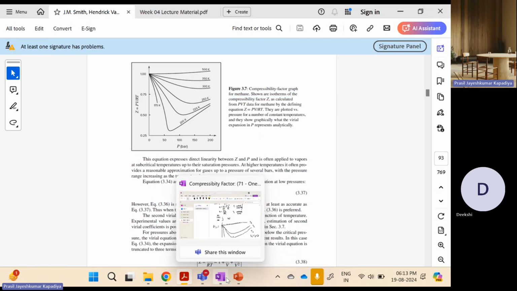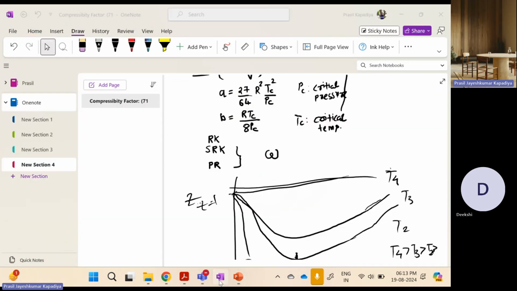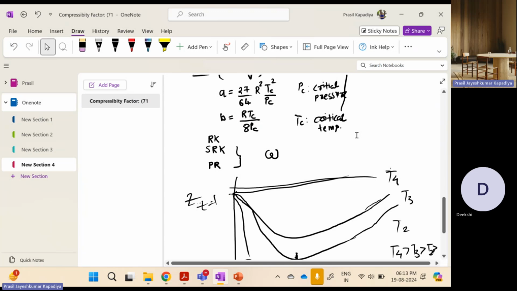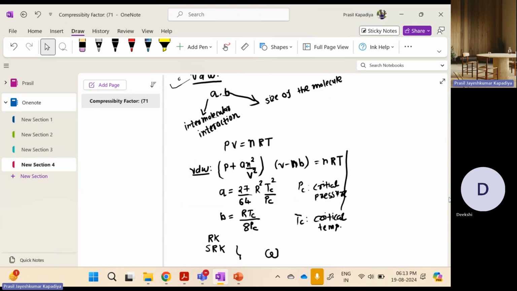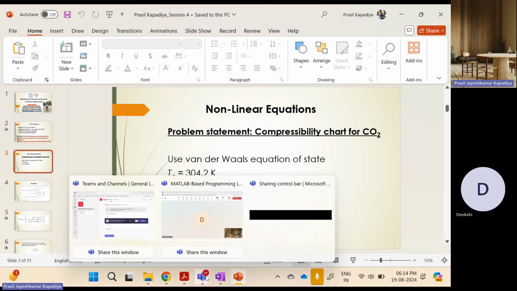So let's do it for the carbon dioxide molecule. As we learned from this theory, we need to find the pressure and temperature, and the actual volume of the gas. We need to know the values of a and b, which depend on Tc and Pc. For CO2, the critical temperature is 304.2 Kelvin, and the critical pressure is 73.83 bar.